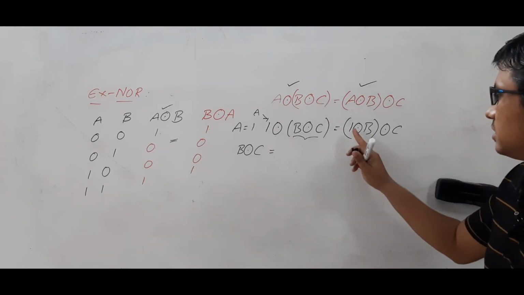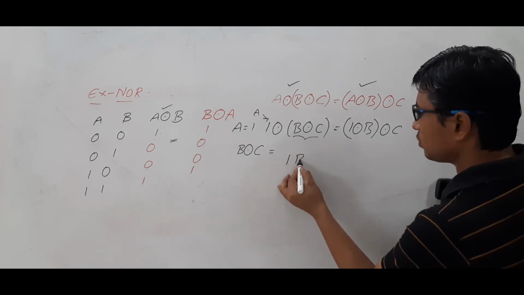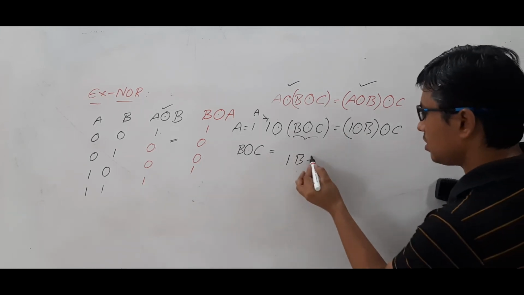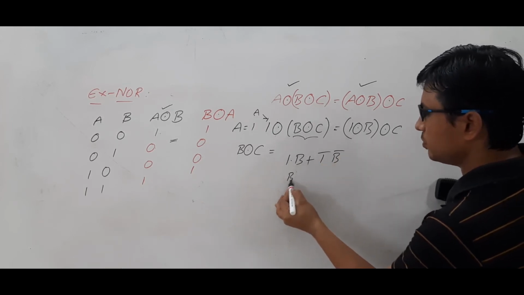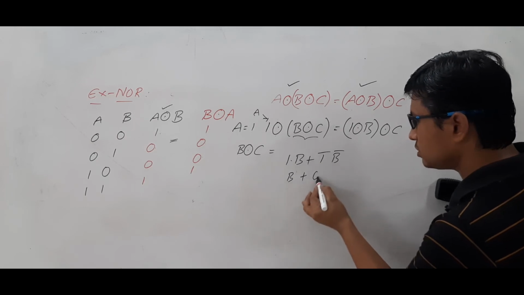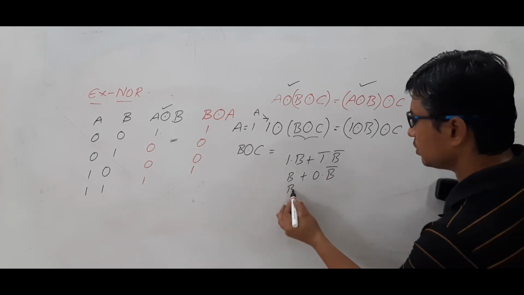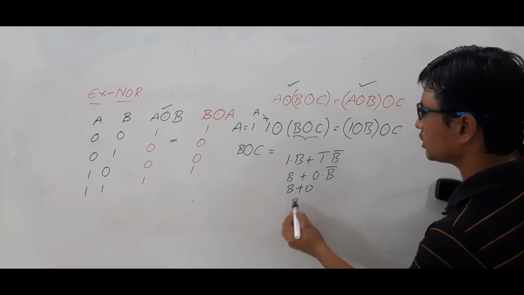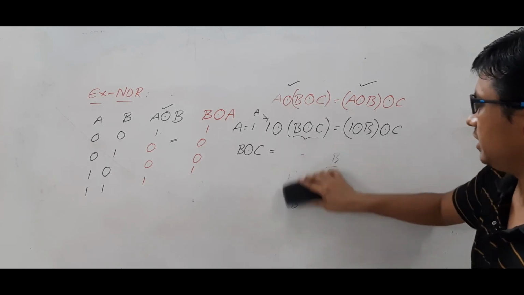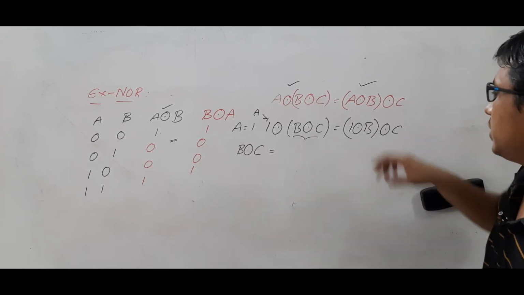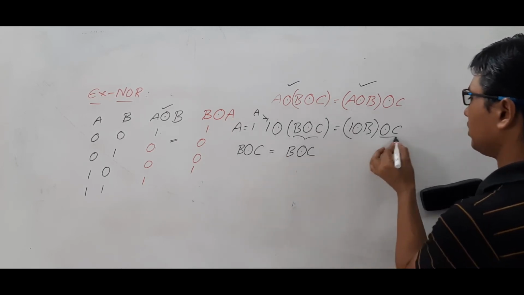What is the RHS? 1 exclusive nor B. Simplify this equation: 1 and B, and 1 complement and B complement. 1 and B is B. 1's complement is 0, and 0 and B's complement will be 0. B or 0 is equal to B. So if I simplify this, I get the value as B exclusive nor C, because I have left the exclusive nor.